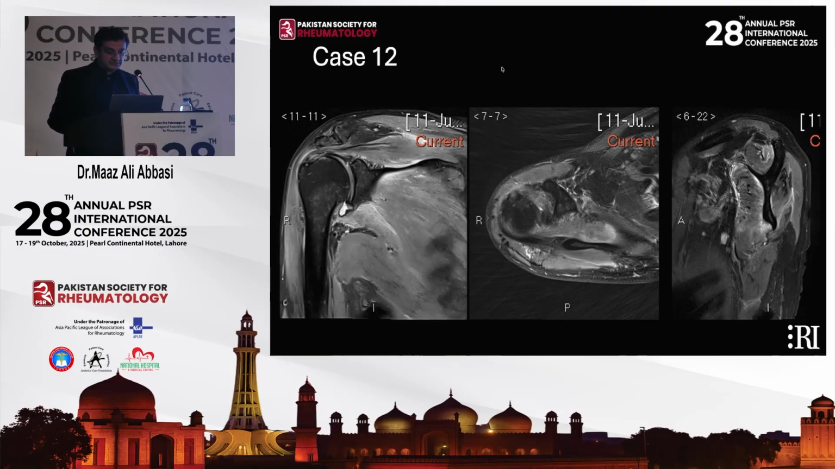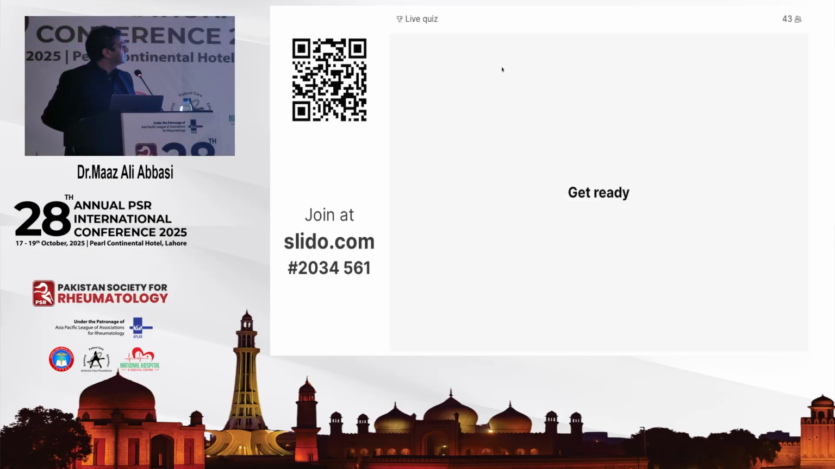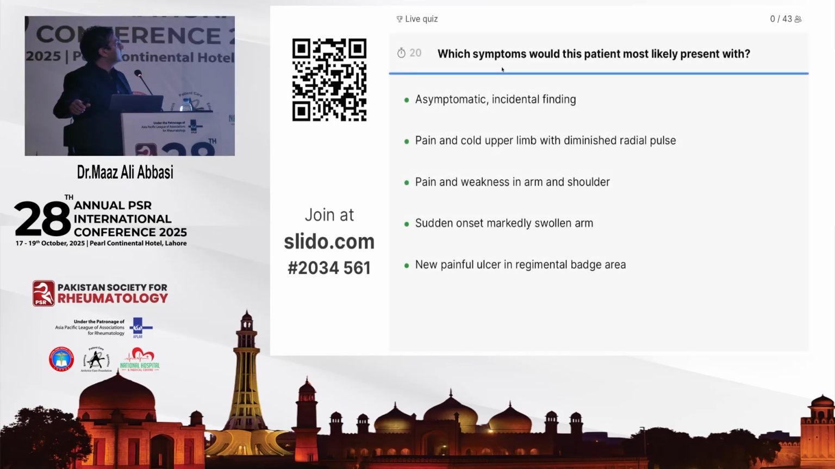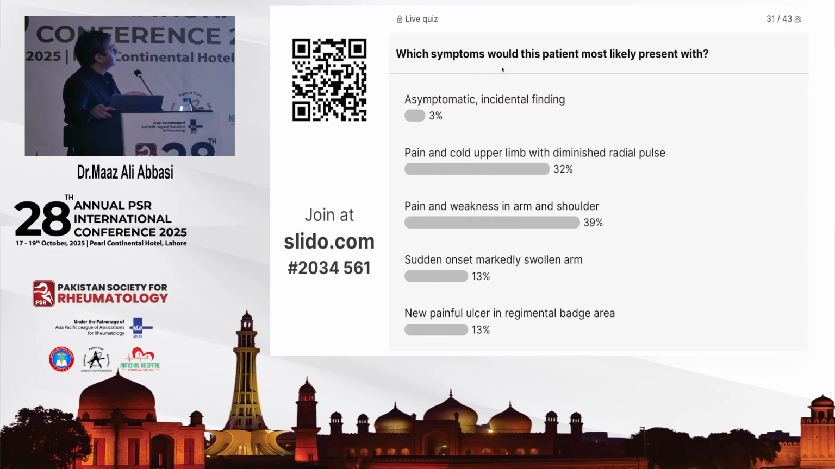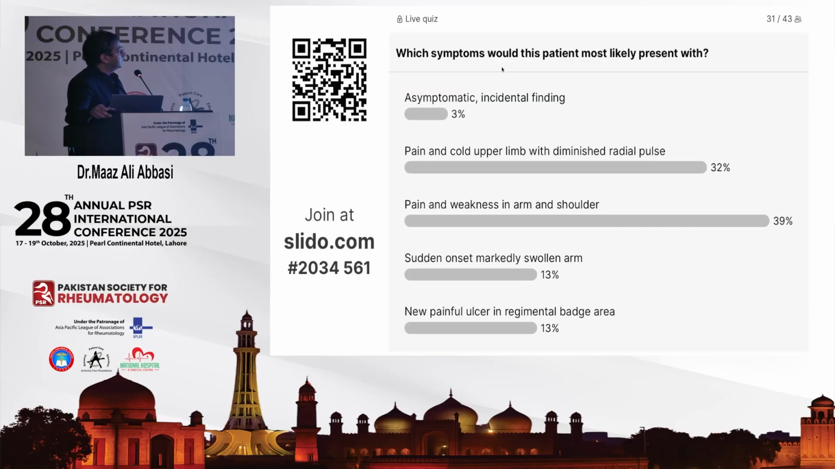Okay, so everyone's seen this one? It's a shoulder, just in case you didn't see what that was. Here we go. What symptoms would this patient most likely present with? This is not a bad one to just guess, actually. Okay, and the correct answer is pain and weakness in the shoulder.